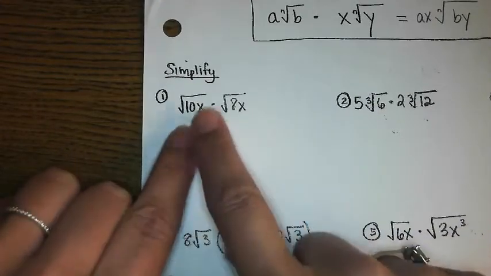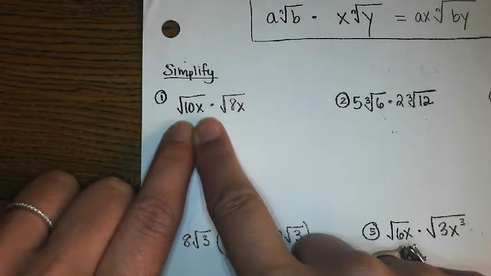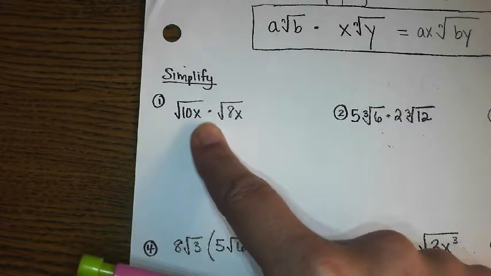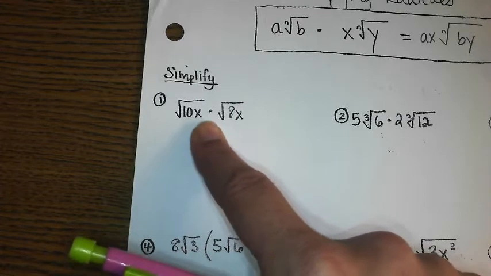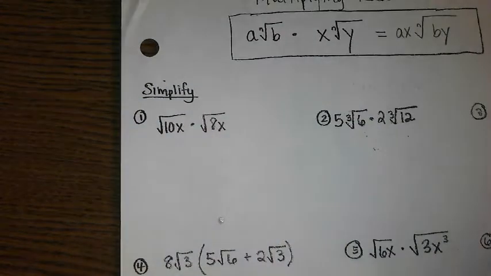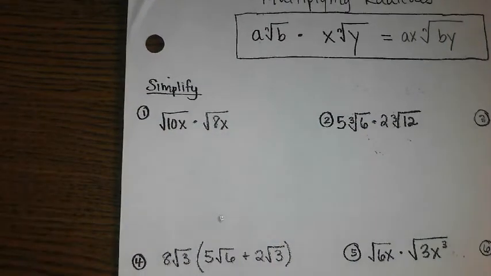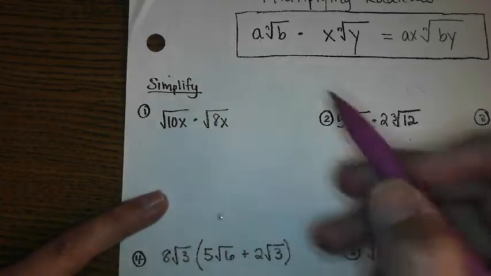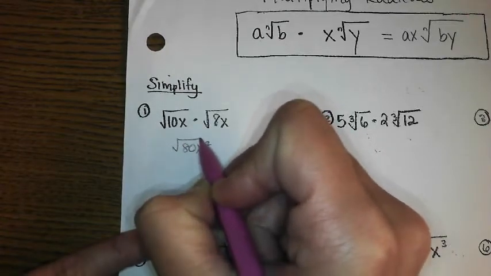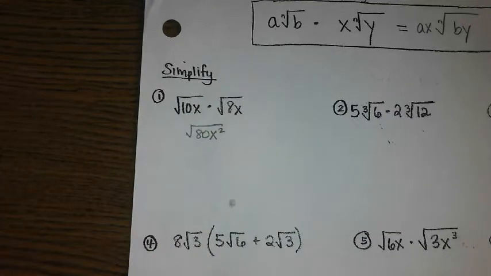But take this first one for example. If you tried to simplify first anyway, 10 doesn't break down to anything useful. 10 does break down to 2 times 5. But 2 times 5 is not helpful because does anybody in here know the square root of 2? Or know the square root of 5? No. So yes, you can break down 10, but it's not into anything useful, so you wouldn't be able to break it down. So we're going to multiply first. Root 10x times root 8x is root 80x squared.